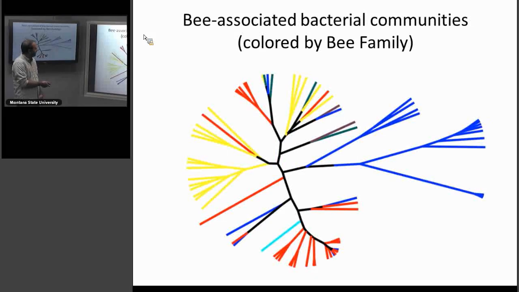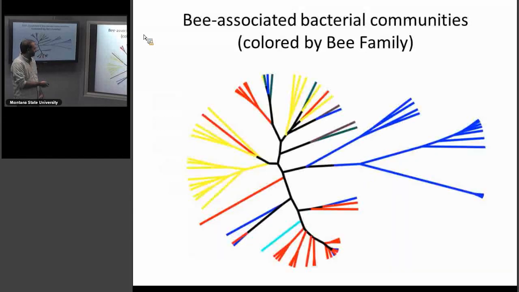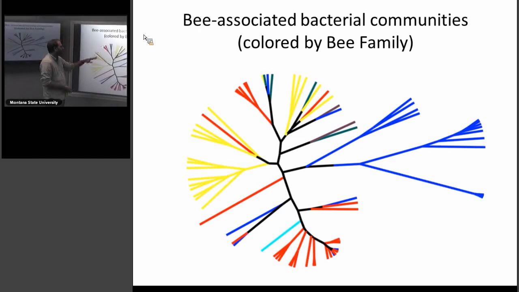And then this is a tree of trees, a cluster. Each tip is the whole bacterial community of a bee, so it's a clustering of the bacterial communities. Each color is a specific bee family. The yellow is Apidae, the red is Andrenidae, blue is Sellectidae. You'll see that for the most part they're clustering together, but then you'll see one that's sort of out. So there's a general bee family effect, but there are some bees that can have a community that looks much more like a different bee species or bee family.